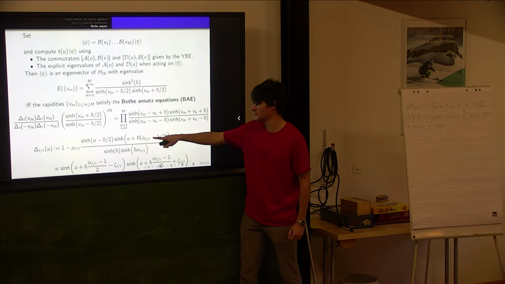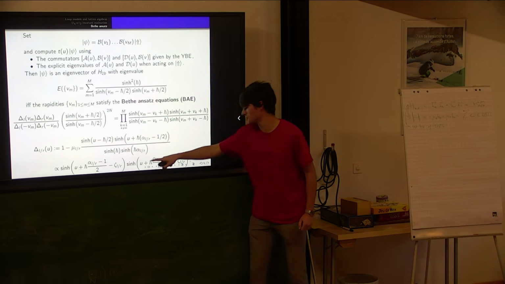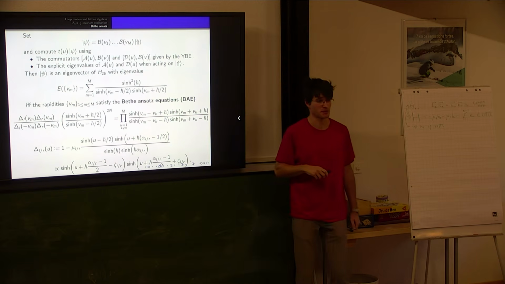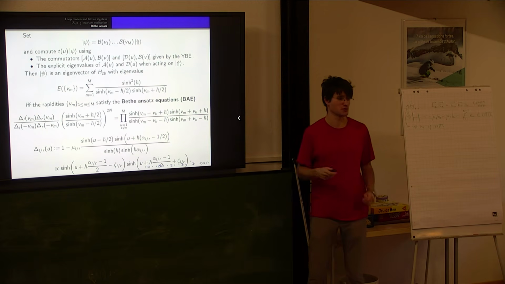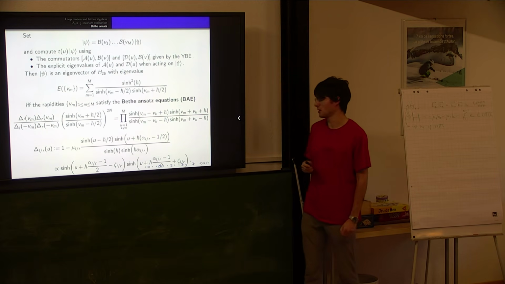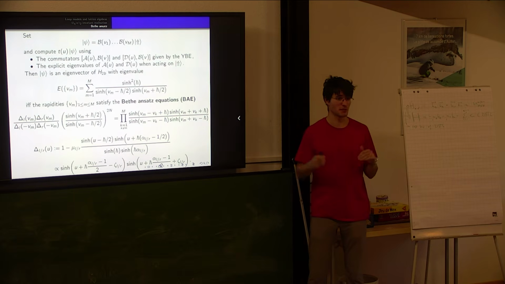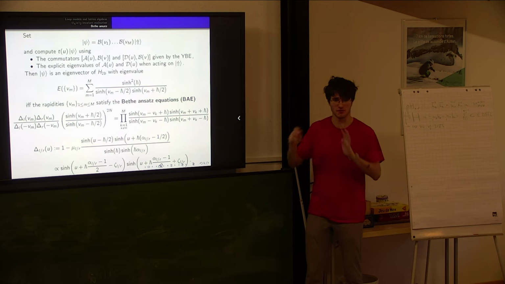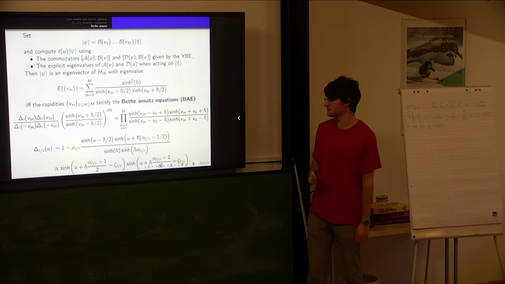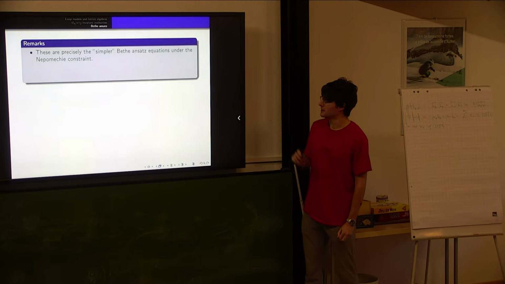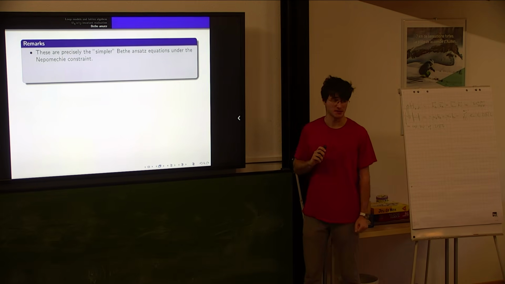And they depend on the alpha, on the mu's, but you can also express them in terms of the homogeneity parameters. And these are very known equations which were derived by Nepomechie and a lot of people. But here we just derive them with the algebraic Bethe ansatz. You don't need to do fusion or anything, you just apply the machinery. So these are precisely the Bethe ansatz equations under the Nepomechie constraint, as I told you.